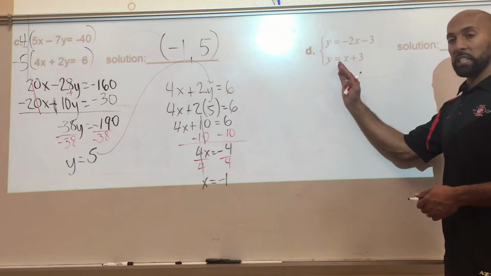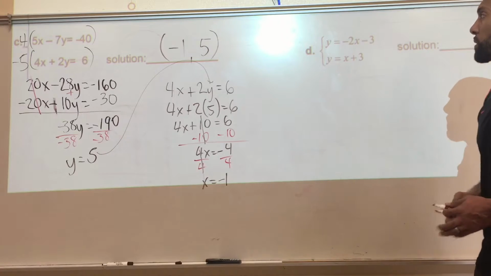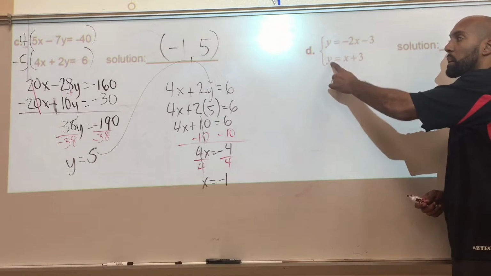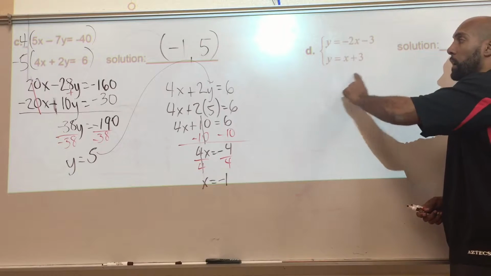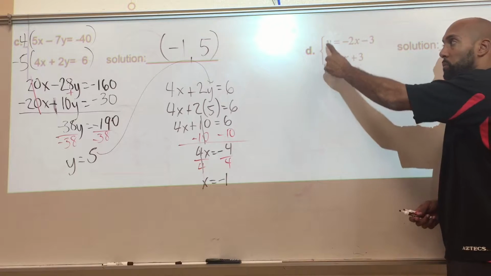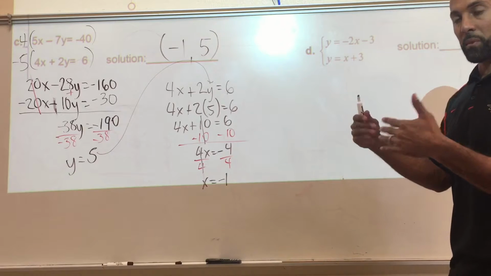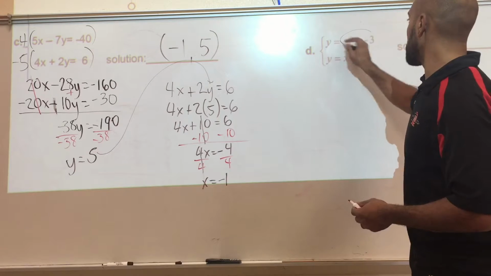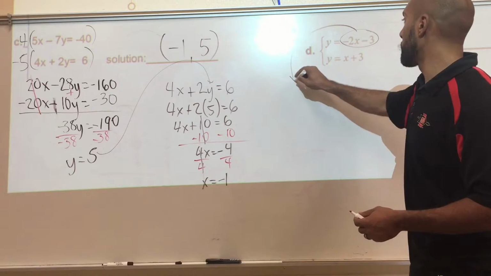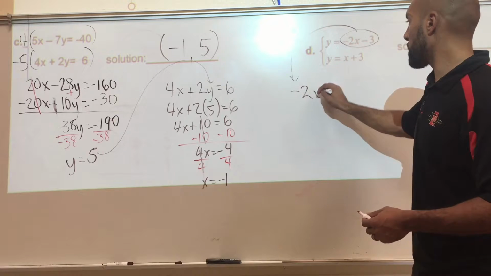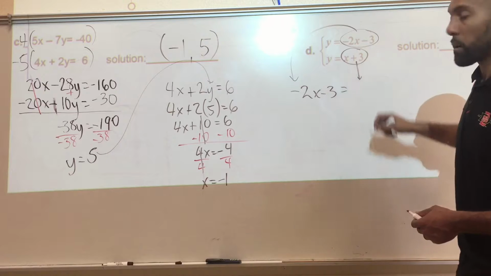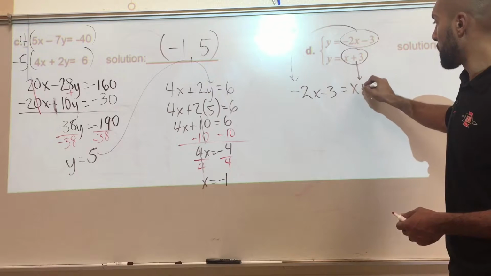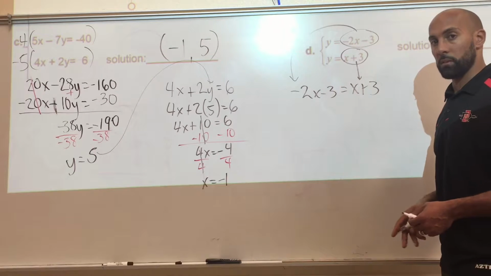Okay, so for letter D, okay, well, if you notice, it says y equals. Okay, I'm going to take this and put it into the y. If it's y equals, make them equal. So this, negative 2x minus 3, I'm going to bring over here. And then this x plus 3, I'll bring down here. And now I just solve a simple equation.